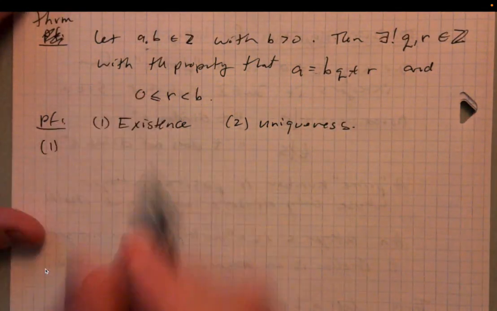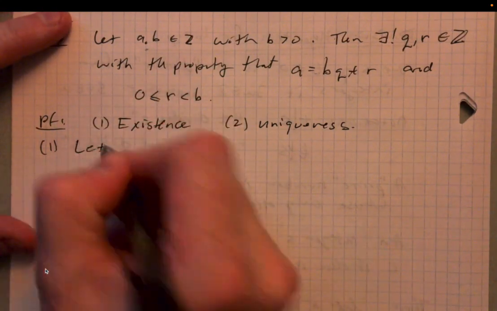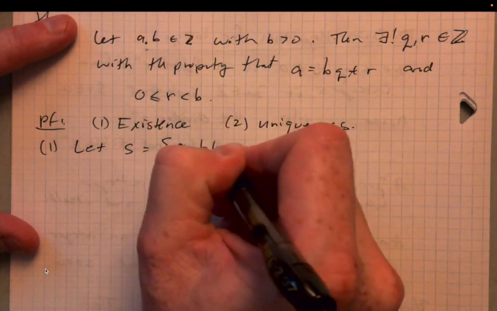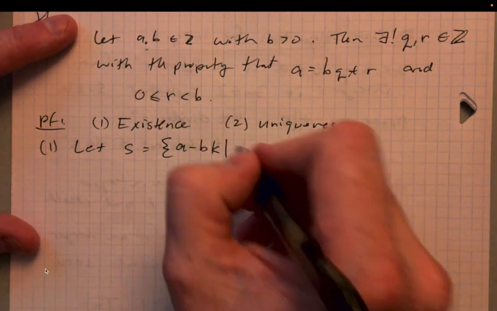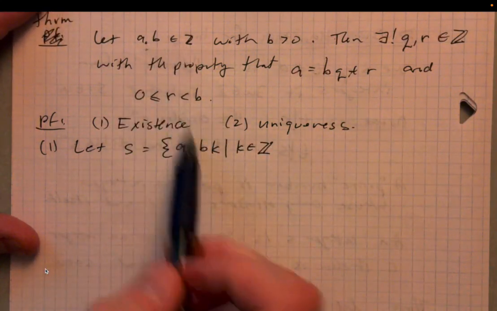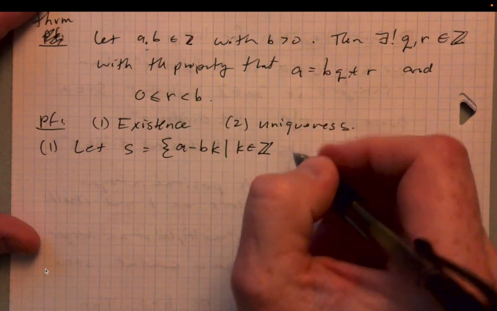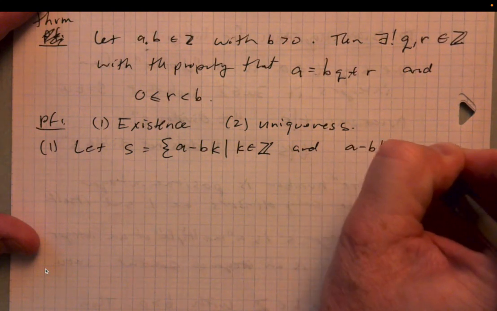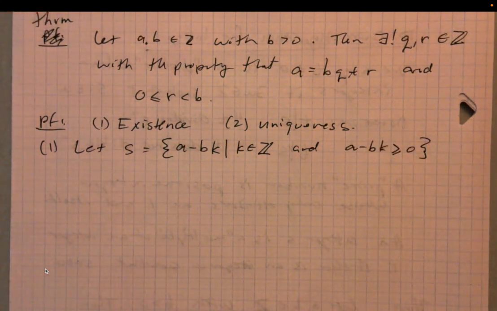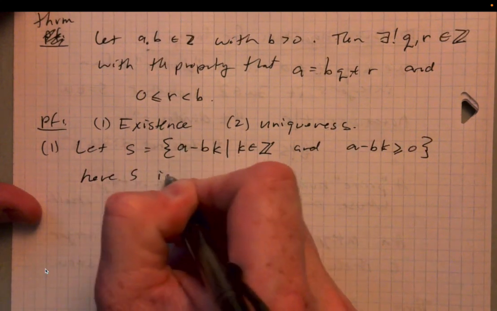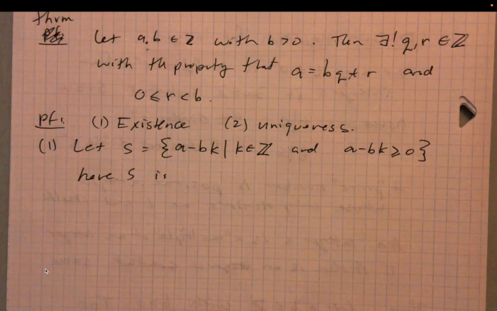So we'll start with step 1. To start with, we're going to create a set. We're going to let S equal the set of a minus bk such that k is an integer. a and b are, from the theorem, integers. k is some integer, and a minus bk is greater than or equal to 0. Okay, so what is S here? Well, this set S is just the set of all possible remainders.